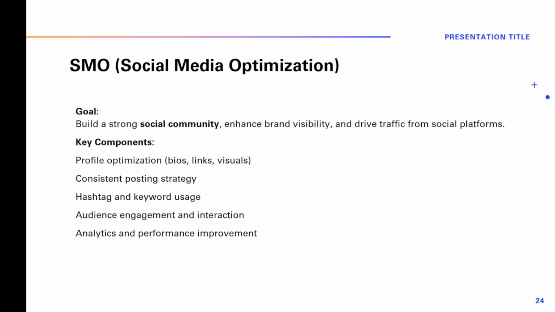And then we have SMO, which basically means social media optimization. It is the process of optimizing your content and your profile to be more visible on social media and to reach the target audience that you aim to reach. Of course, the key components include profile optimization, a consistent posting strategy, using relevant hashtags and keywords, audience management and interactions, and monitoring your analytics and improvements as well.